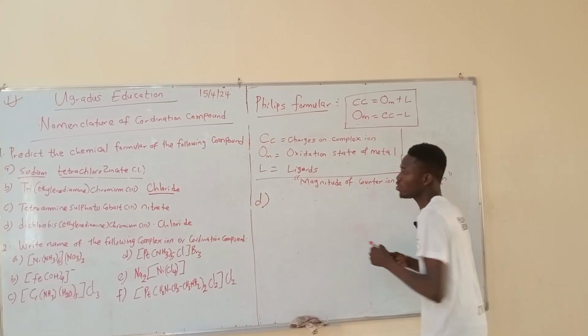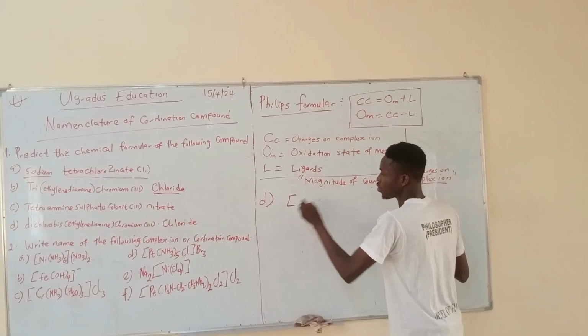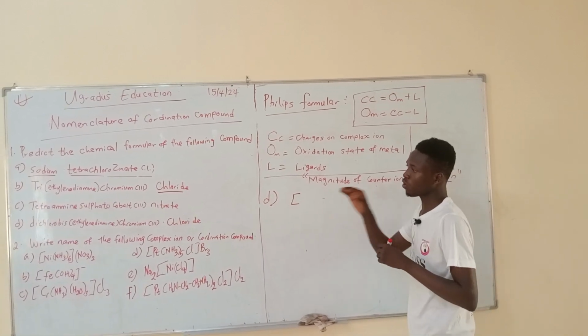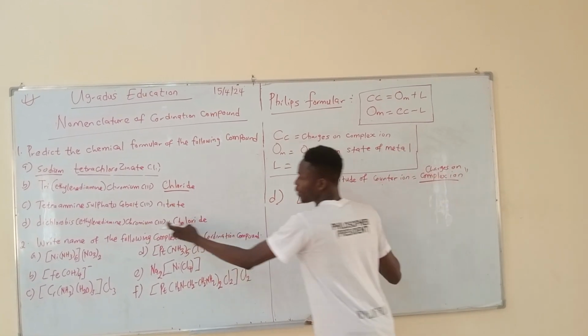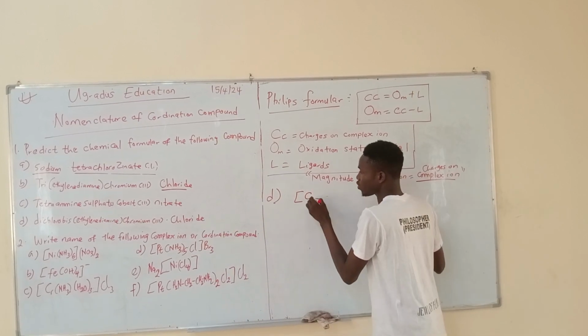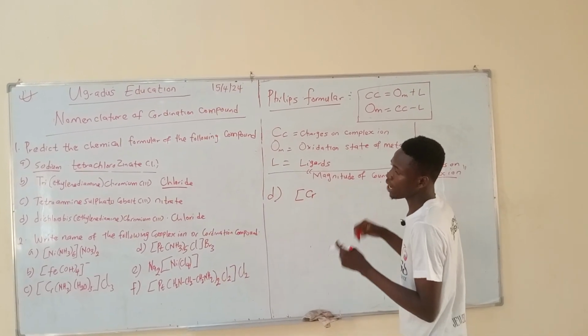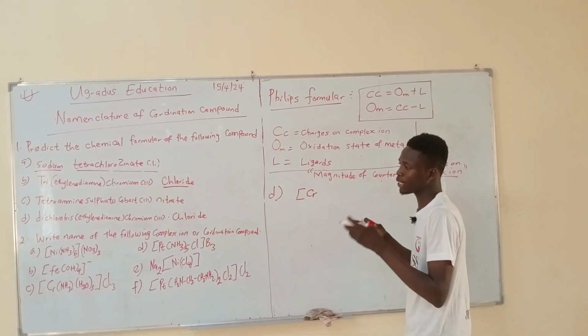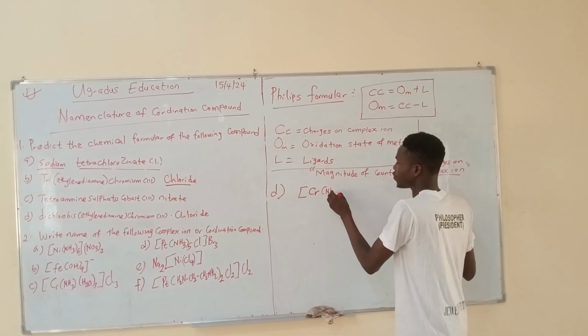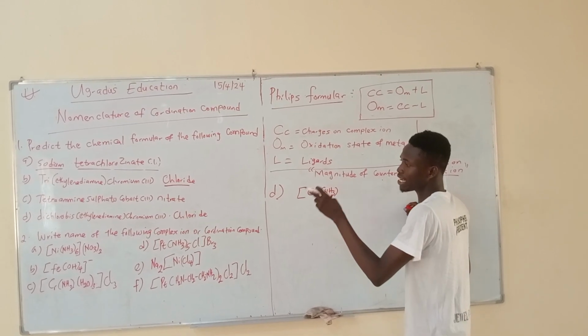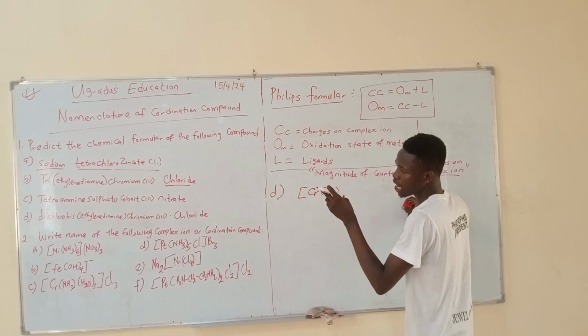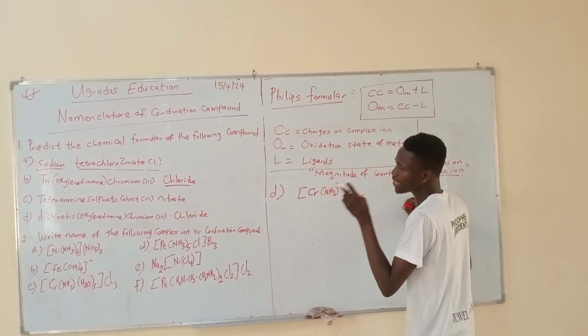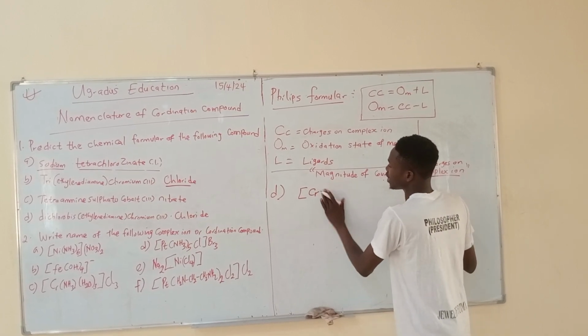Dichlorobis(ethylenediamine)chromium chloride. So the first thing is to draw your complex ion brackets. So write the center metal inside. The center metal here is chromium. You write your Cr. So they said dichlorobis(ethylenediamine). You arrange them alphabetically. So the first one is amine, which is ammonia. And they said it is actually, okay, it is ethylene diamine. It's not ammonia. Ethylene diamine.